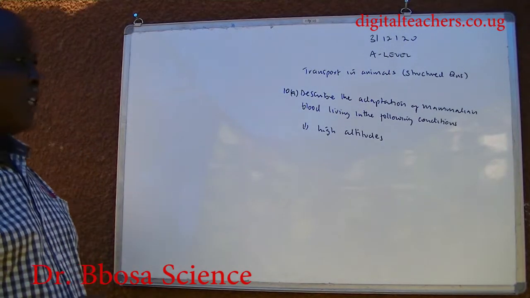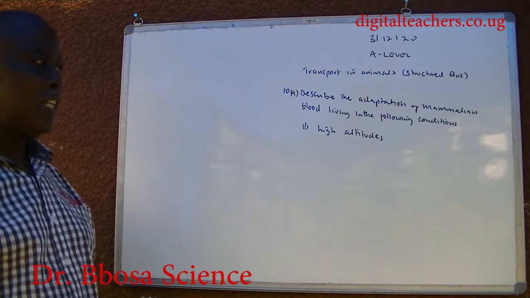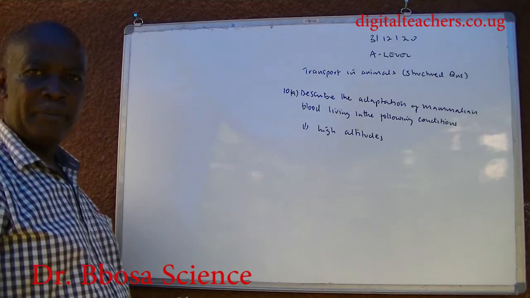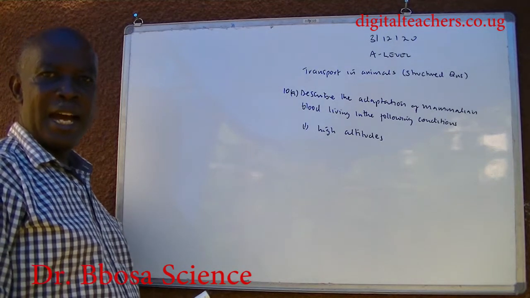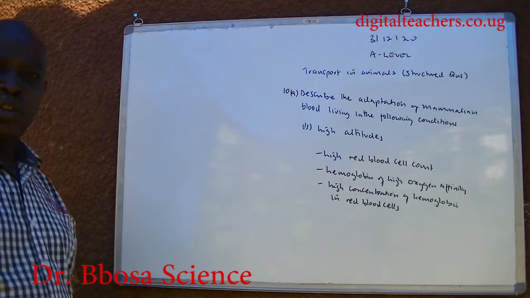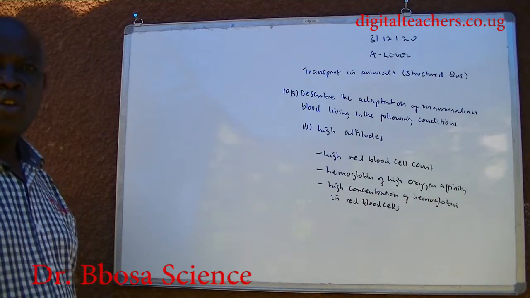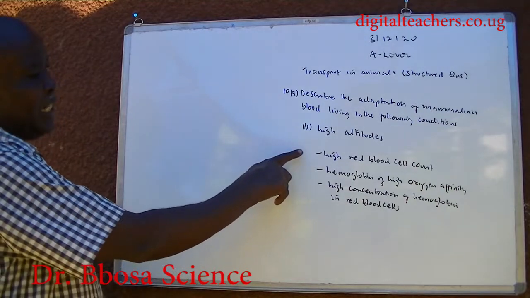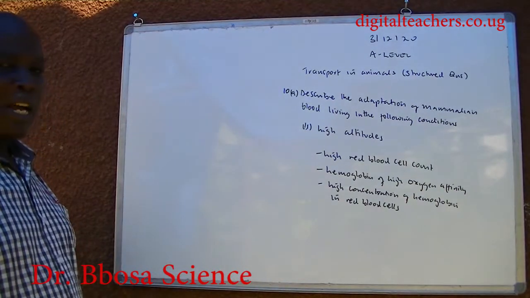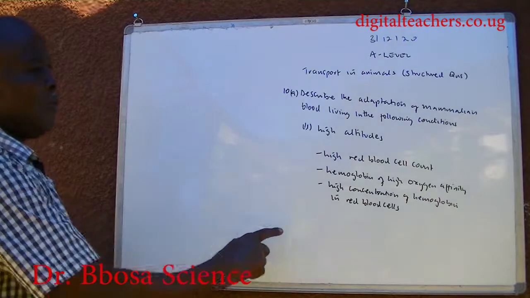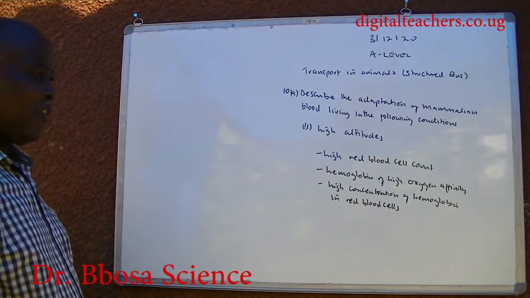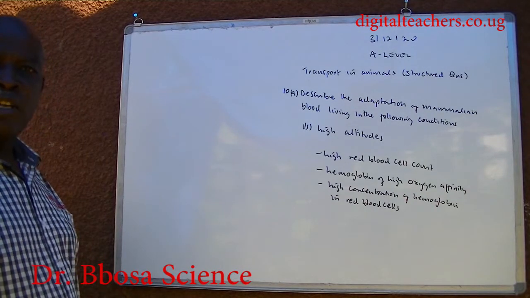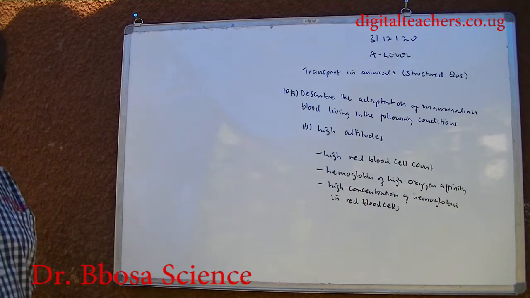A2. Describe the adaptation of mammalian blood living at high altitude. You can pause and answer. At high altitude, there is low oxygen tension. So animal blood is adapted as follows. 1. High red blood cell count. 2. Hemoglobin of high oxygen affinity. 3. High concentration of hemoglobin in red blood cells.